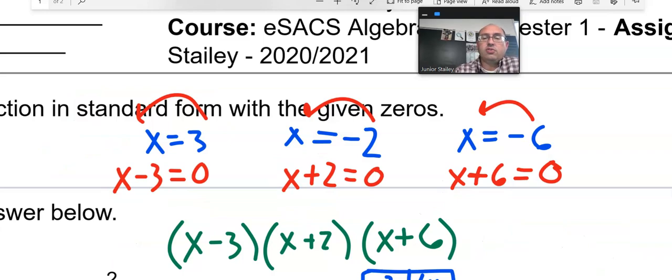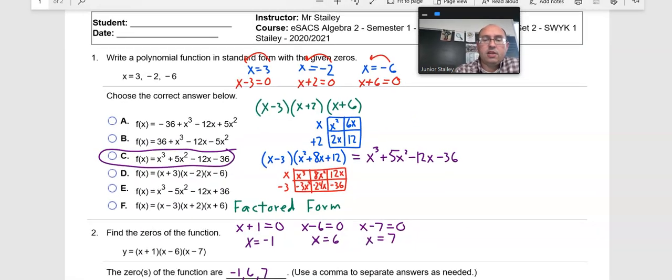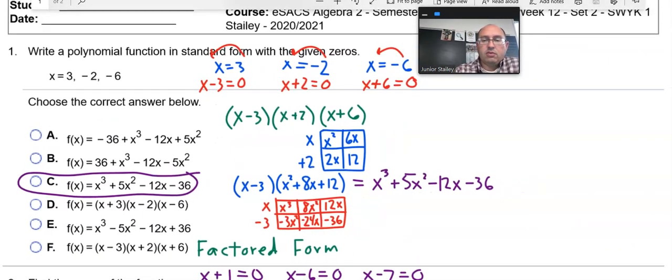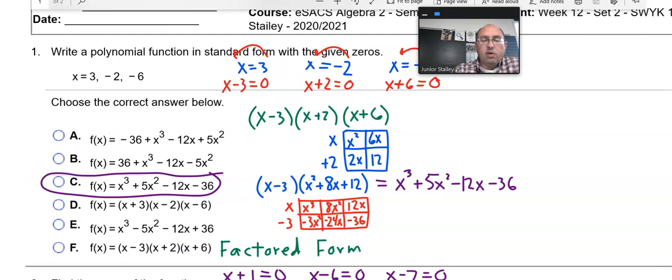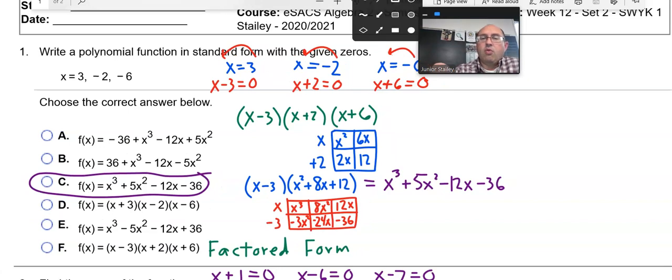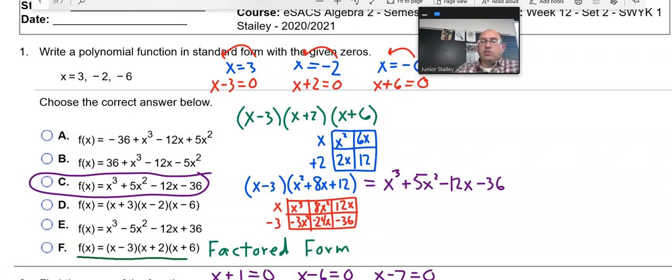So let's zoom out and see what we need to do. I do notice that factored form is the last answer in that whole bunch down there. So they are trying to trick people by actually putting that in the answer choices. So we need to multiply this together.